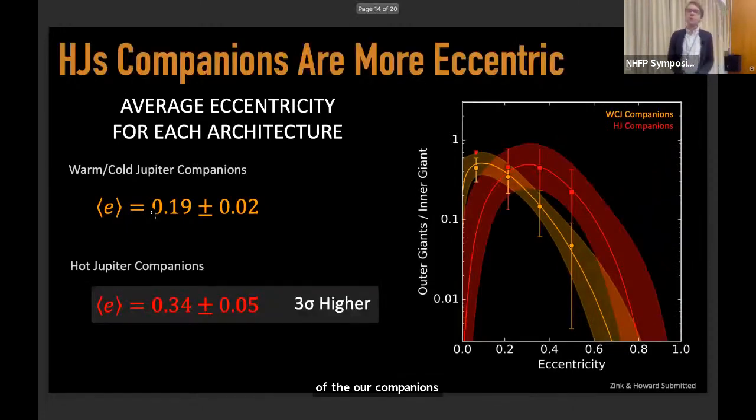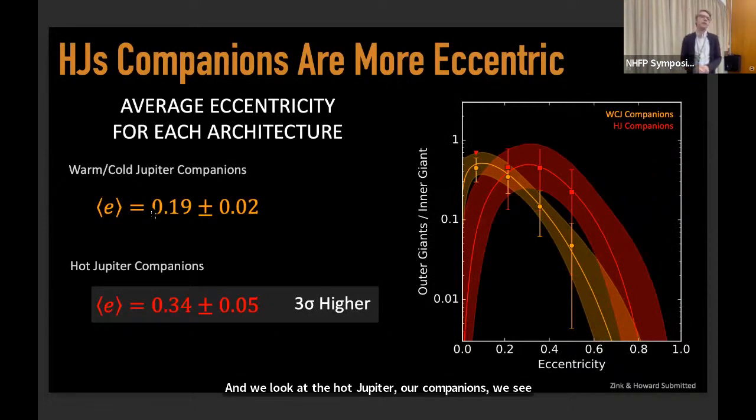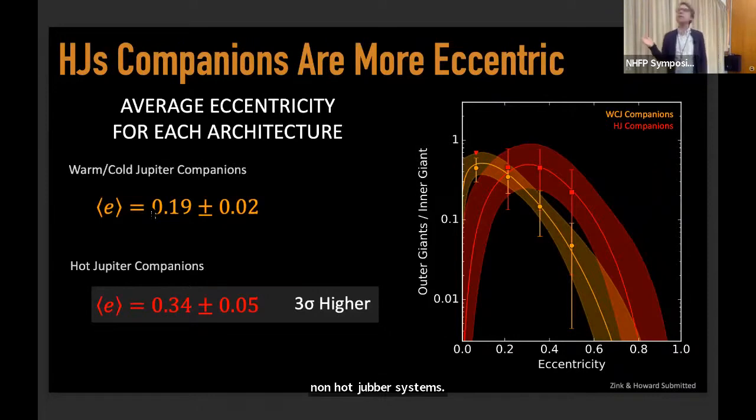And when we look at the hot Jupiter outer companions, we see that they are on average more eccentric than the non-hot Jupiter systems. So this seems to indicate that there's some kind of dynamic relic here that we're seeing, which is definitely an expectation of some of these formation mechanisms.